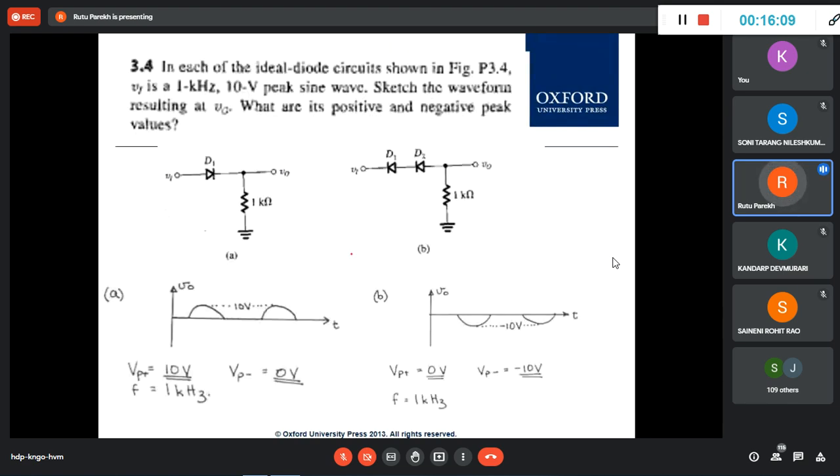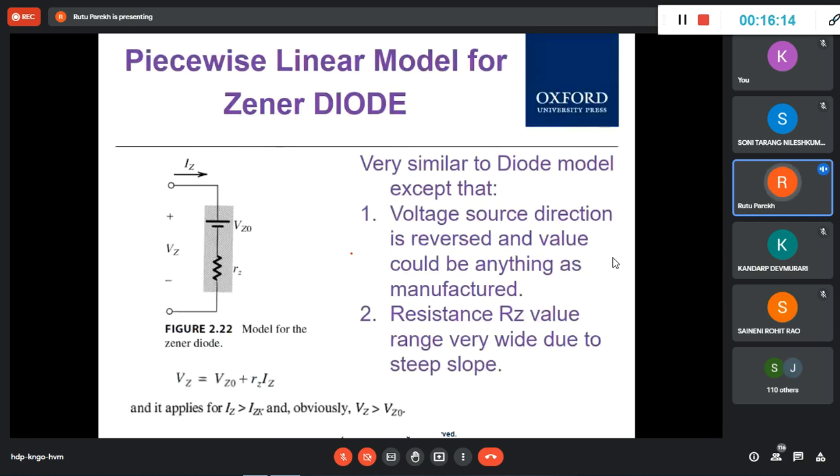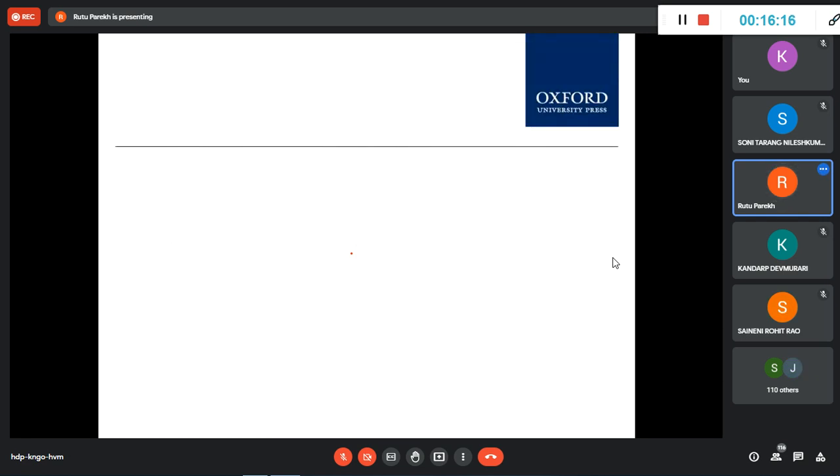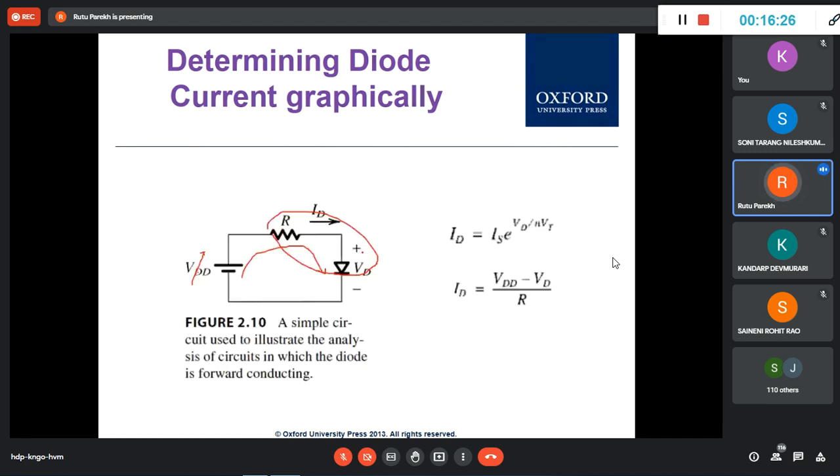Now you have R and D both. So what is changing here now? The current passing through this whole thing should satisfy this characteristic and also this characteristic. So it should be a common point.